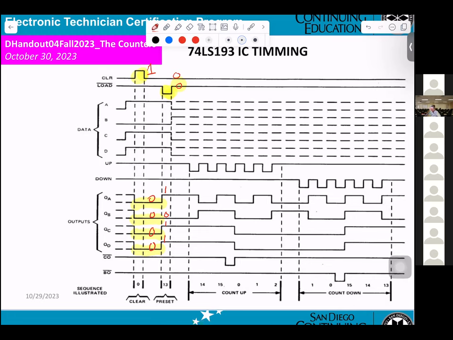What number? One, one, zero, one. What number is it? If you're looking to here. 13.